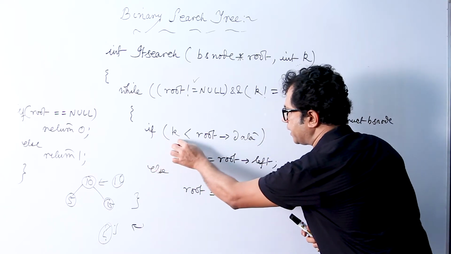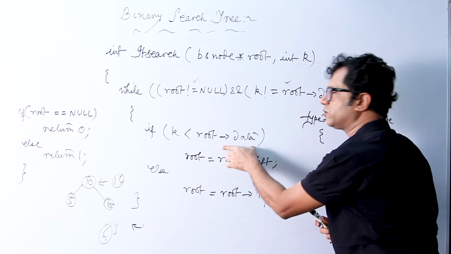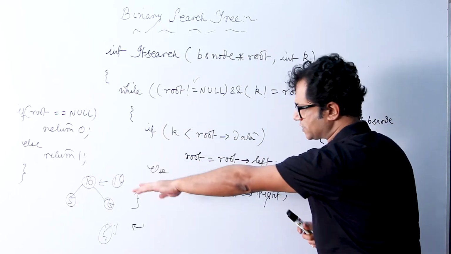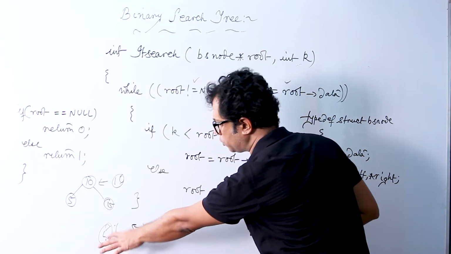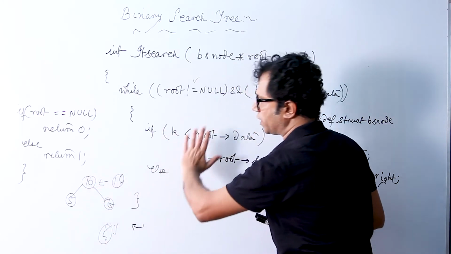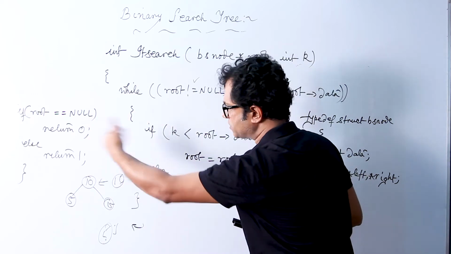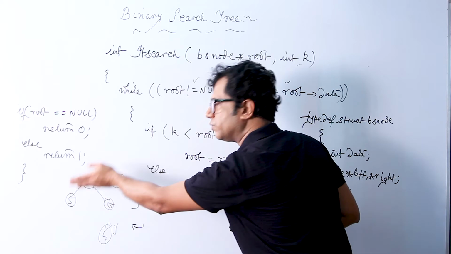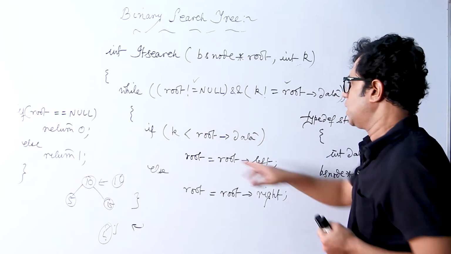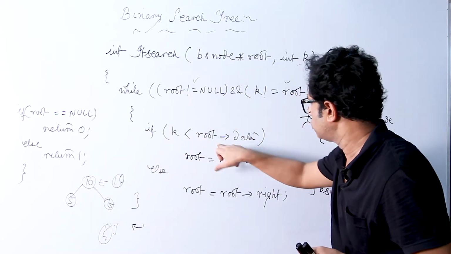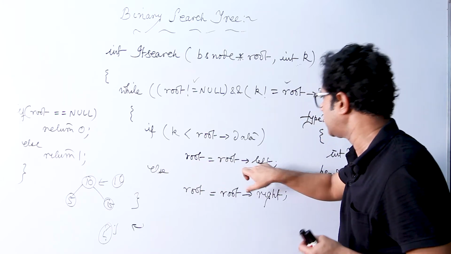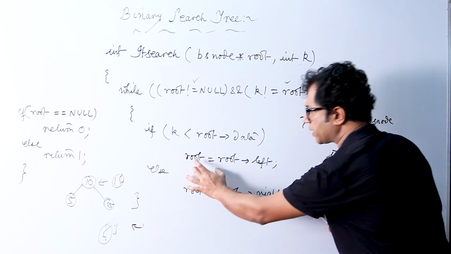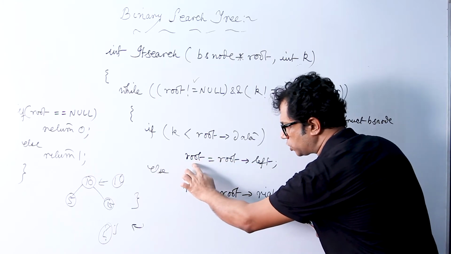See what I have written here. If k is less than root data, that is, suppose the k value is 5 and root data is 10, we are definitely going to search the left subtree with respect to this 10. And if it is more, then we go to the right subtree. So I have written, if k less than root data, then root is equal to root left. Root is equal to root left means that we are updating this root value.